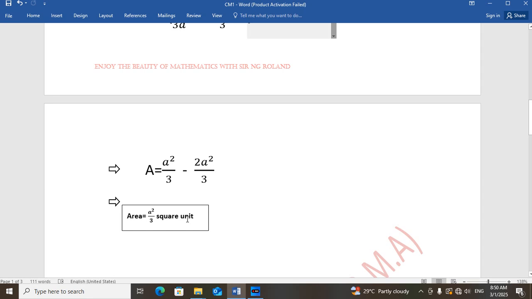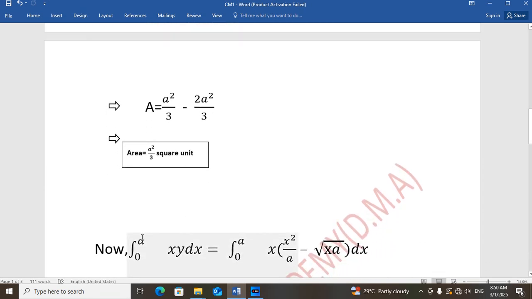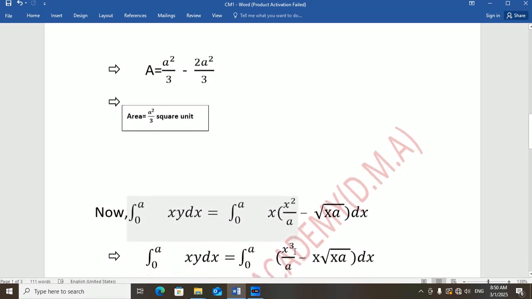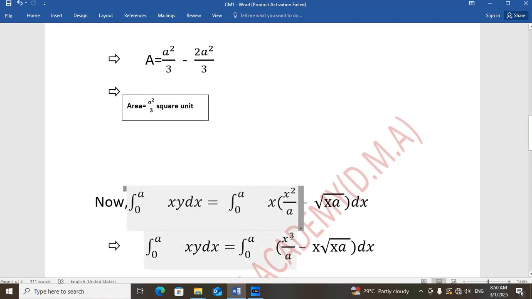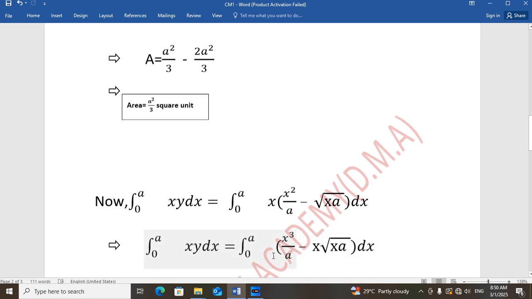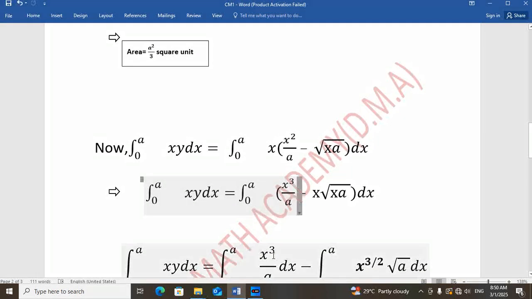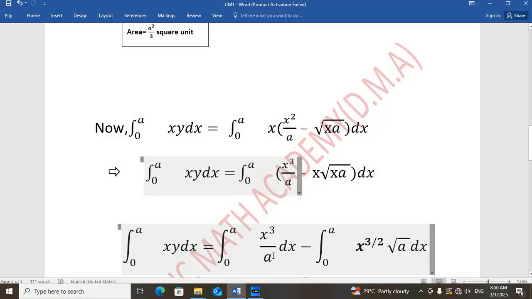Okay, so we have looked for the area. What we are left with is to look for the integral of xy dx. So the integral of xy dx is equal to the integral from 0 to a of x times, remember this was our new y here. Yes. So if you open that bracket, we're going to have the integral of x to the power 3 on a minus x times the square root of xa dx. So if you integrate that, but before that, let us do some algebra.